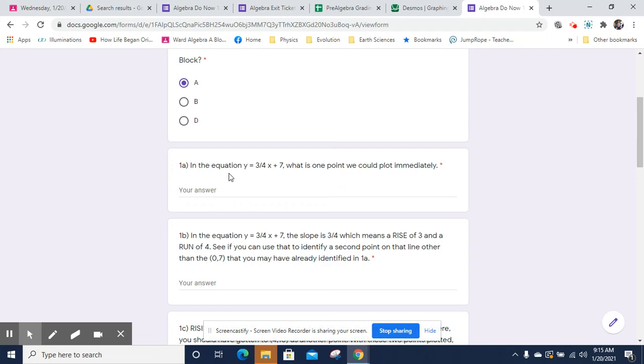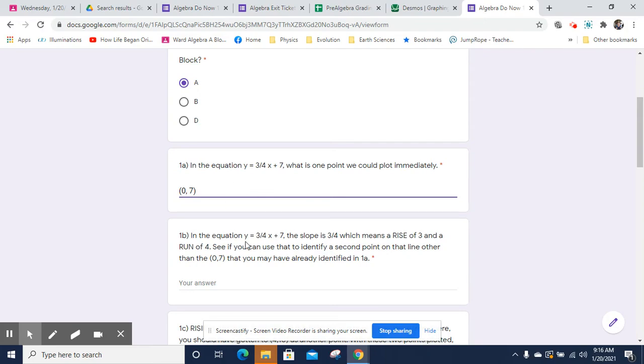So in the equation y equals 3/4 x plus 7, what is one point we could definitely plot immediately? Well, this is the slope-intercept form, which is, of course, y equals mx plus b, where m is the slope and b is the y-intercept. Since we know the y-intercept is b, then we can find the y-intercept being 7. So we can plot immediately the y-intercept at (0, 7). Okay, so there we have it. We can plot that point immediately because the y-intercept is there.